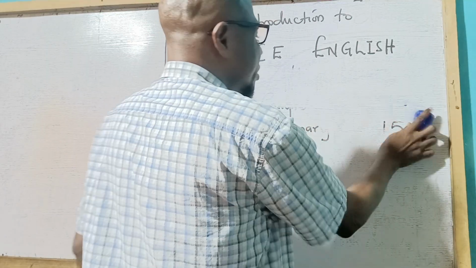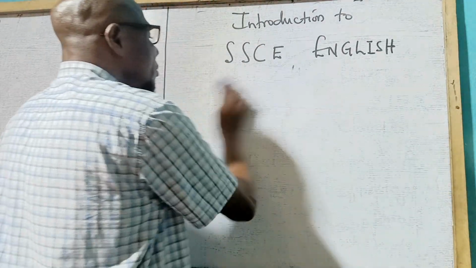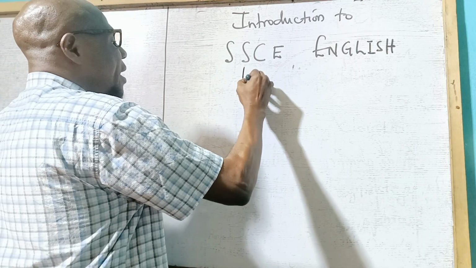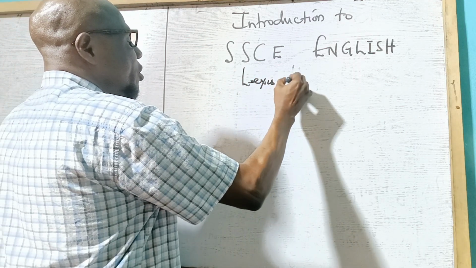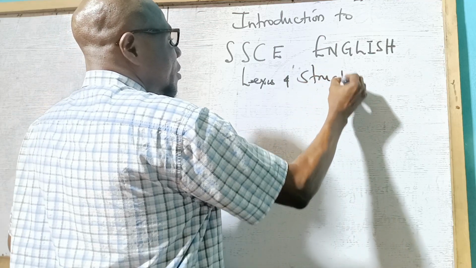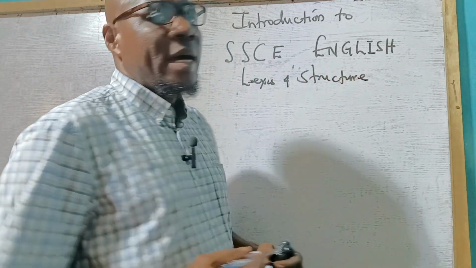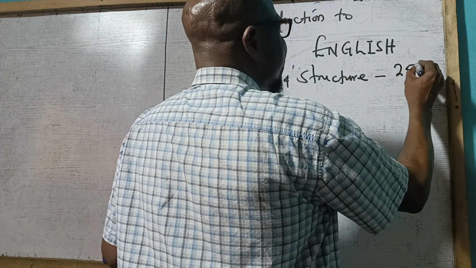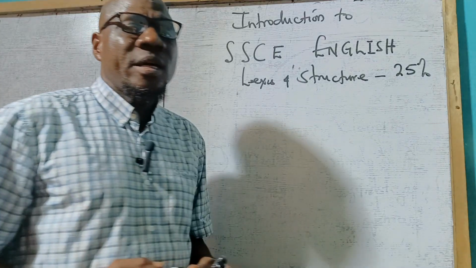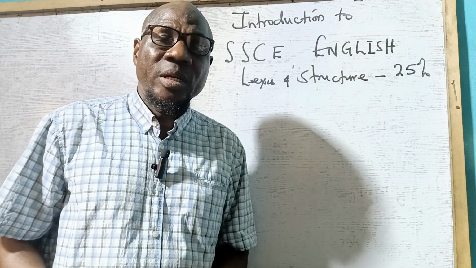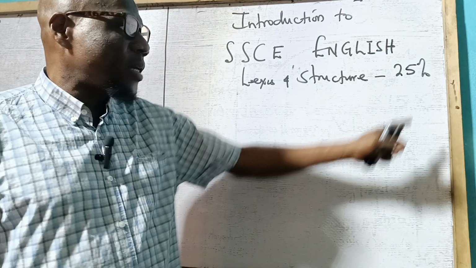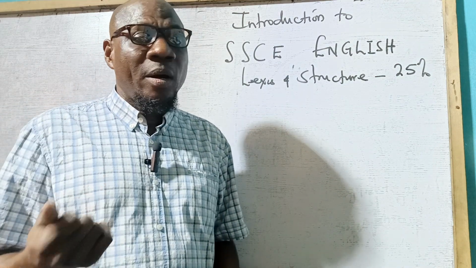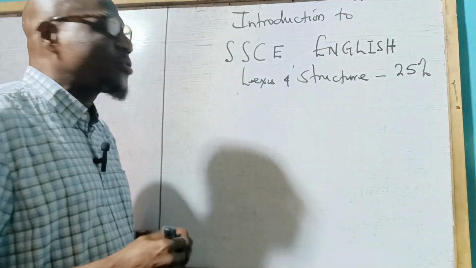Another paper, which is paper 1, is the paper on lexis and structure. By calculation, this paper is 25%. That is going to be 80 questions, and it is graded at 25%. So what is this paper all about? It's about lexis and structure.